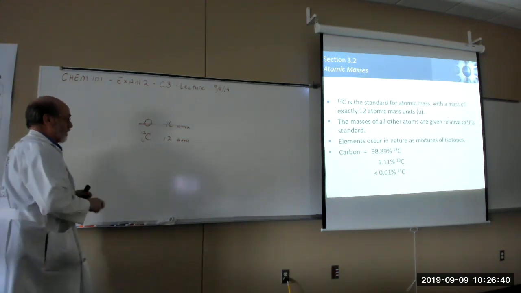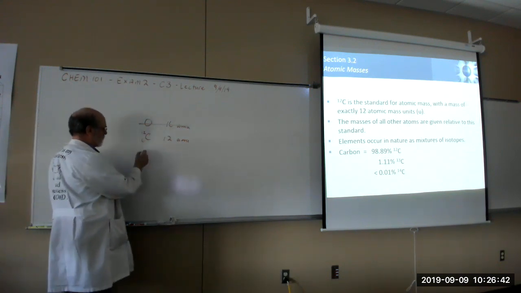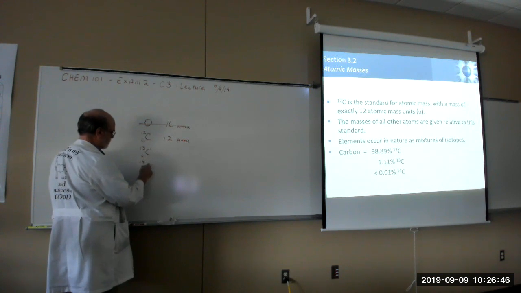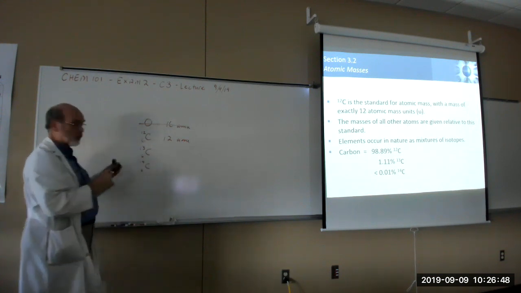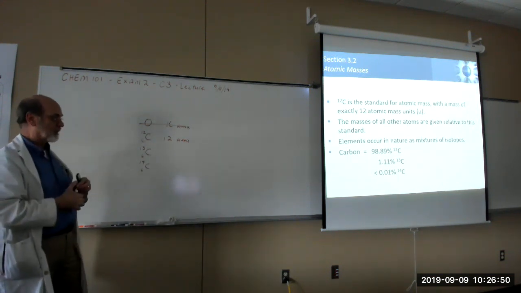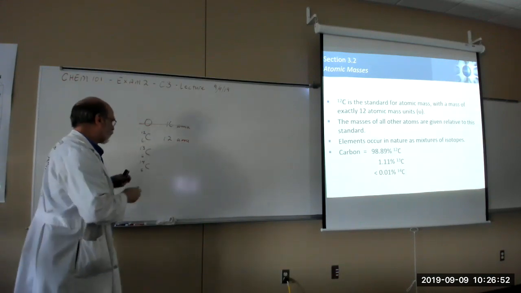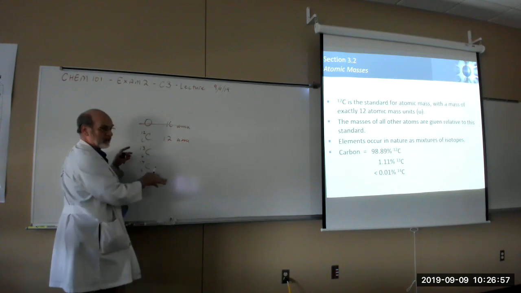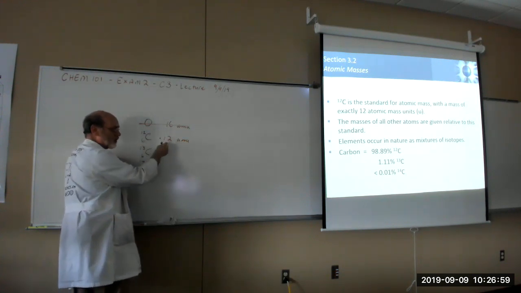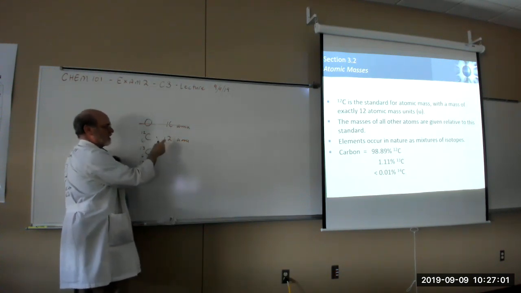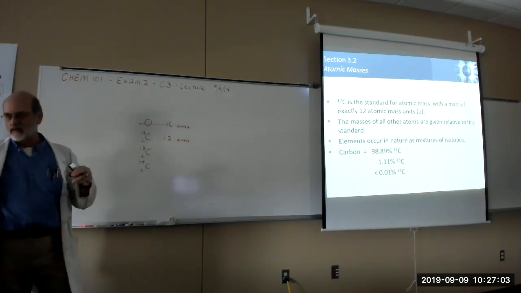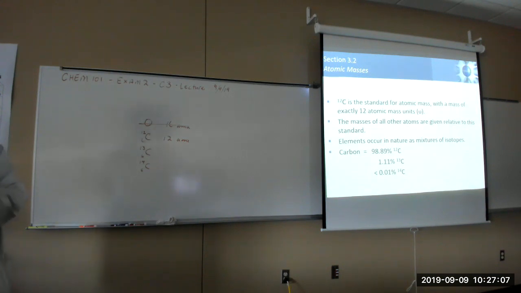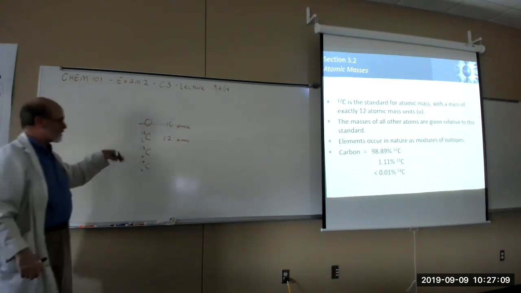Now, there are other carbons, right? So we have carbon-13, and we have carbon-14 isotopes, okay? And they will roughly be 13 atomic mass units and 14, but not exactly, because this is the only one that's set at 12.00000000, however many zeros you need. And we compare the others to that one.